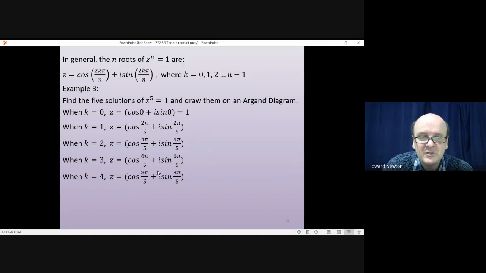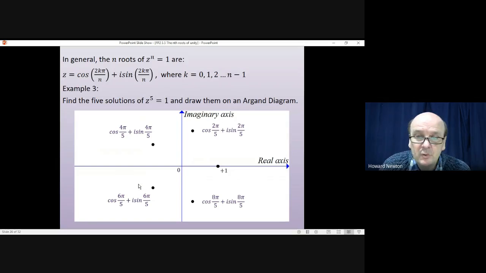Now, for this question, I would not put these values in the calculator. In general, if you're just going to get some really ugly decimal for the answer, the normal thing is just to leave it in this form, where you have cos and sine of some multiple of pi.